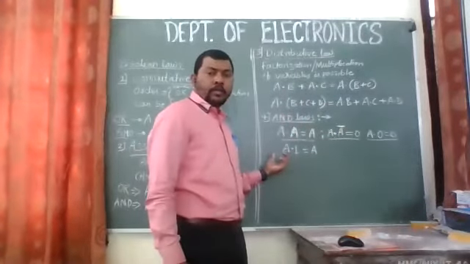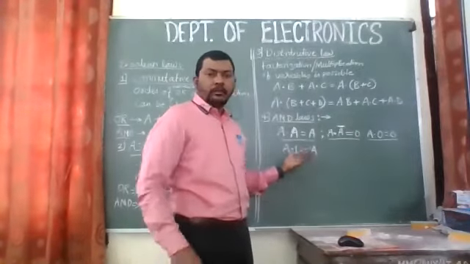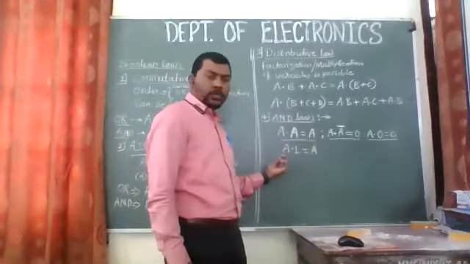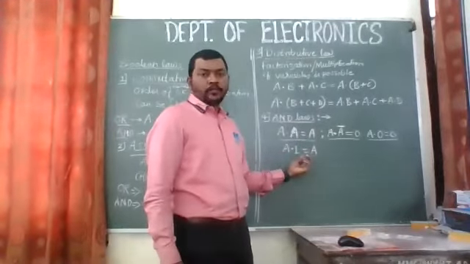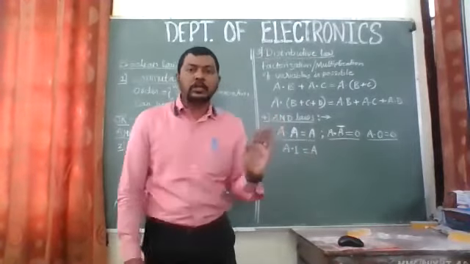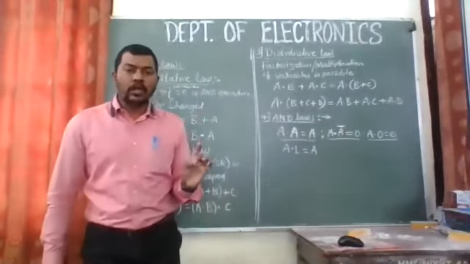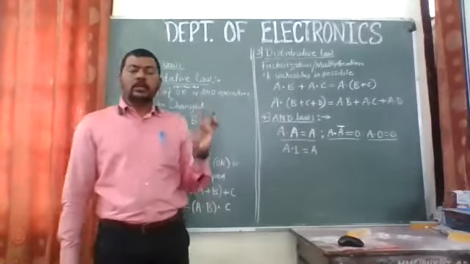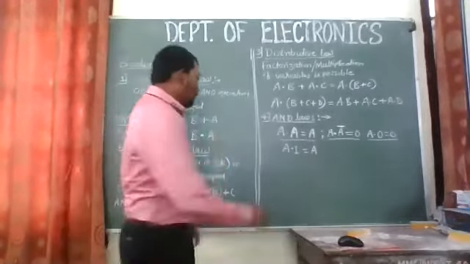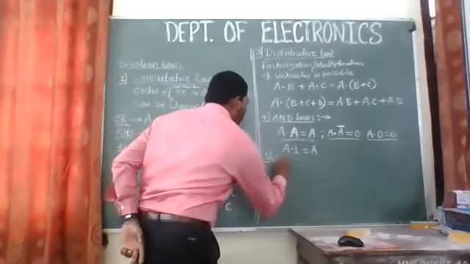Similarly, if you AND a variable with 1, what is the answer? The answer is A. That implies if I put A equal to 0, the output will be 0. If I put A equal to 1, the output will be 1. So whatever the variable A is, it will show you the same output. These are the 4 laws of AND. So A dot A is A, A dot A complement is 0, A dot 0 is 0, and A dot 1 is equal to A.